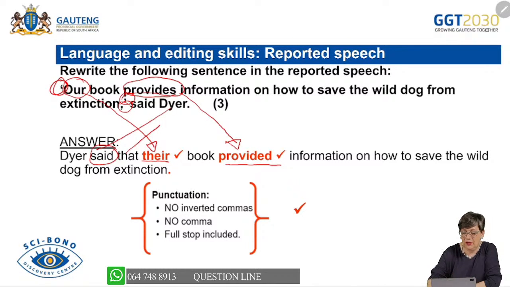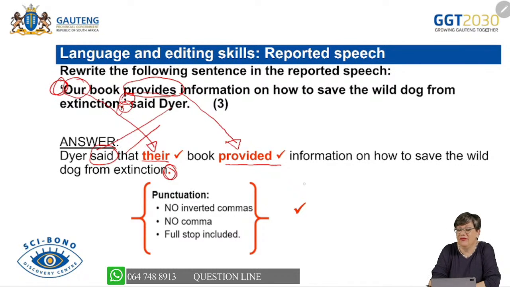punctuation. We give that last mark to you if you've changed the inverted commas. They've deleted them. You've deleted that little comma there, and you've made sure to include a full stop. And then we'll give them 1 mark for punctuation. Go step by step. Then it's easy.